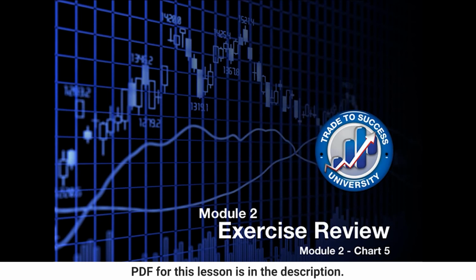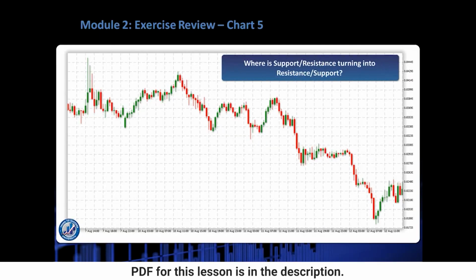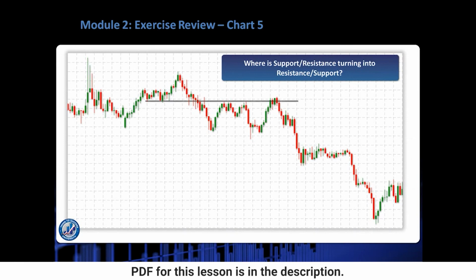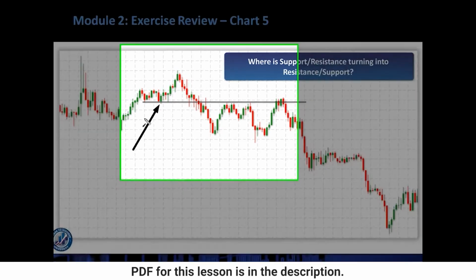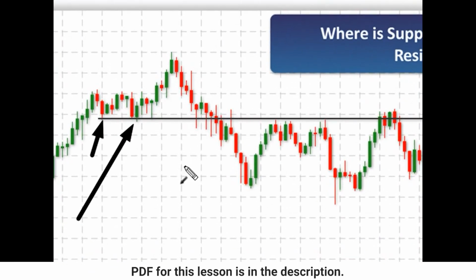Module 2, Exercise Review, Chart 5. Here, can you find the line? Now this is a good example because we have support before. Why is it support? Because price is above the line. And when price is above the line, it is support. We then get a break of support.